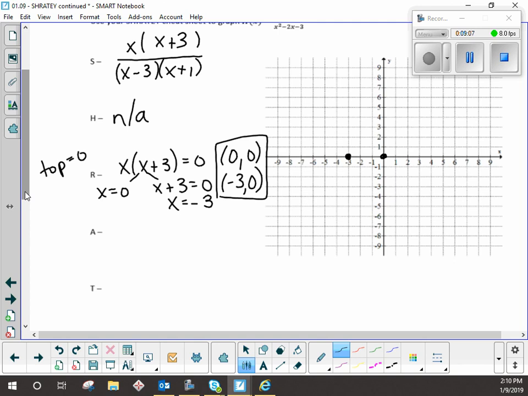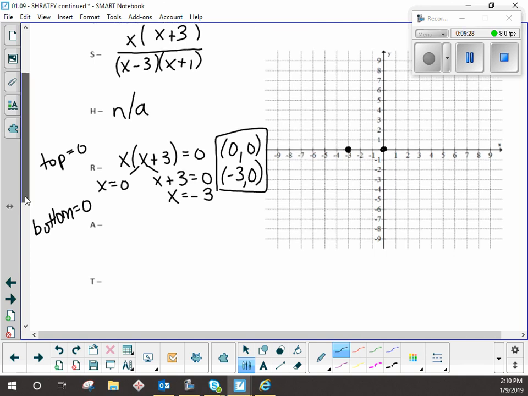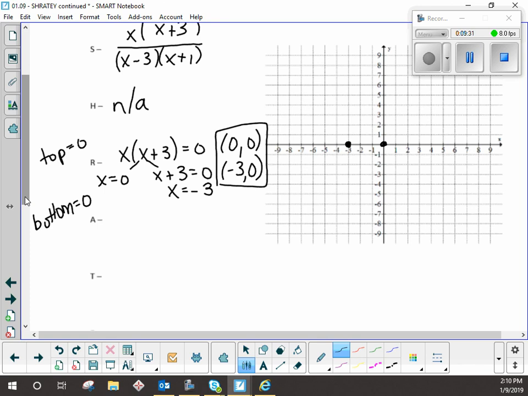So R is for the roots. You let the top equal to 0. The next thing is for letting the bottom equal 0. And what that gives you is asymptotes. All right, so we're going to let the bottom equal 0. I've got x minus 3, x plus 1. Same process. I'm going to set both of those factors equal to 0 individually.